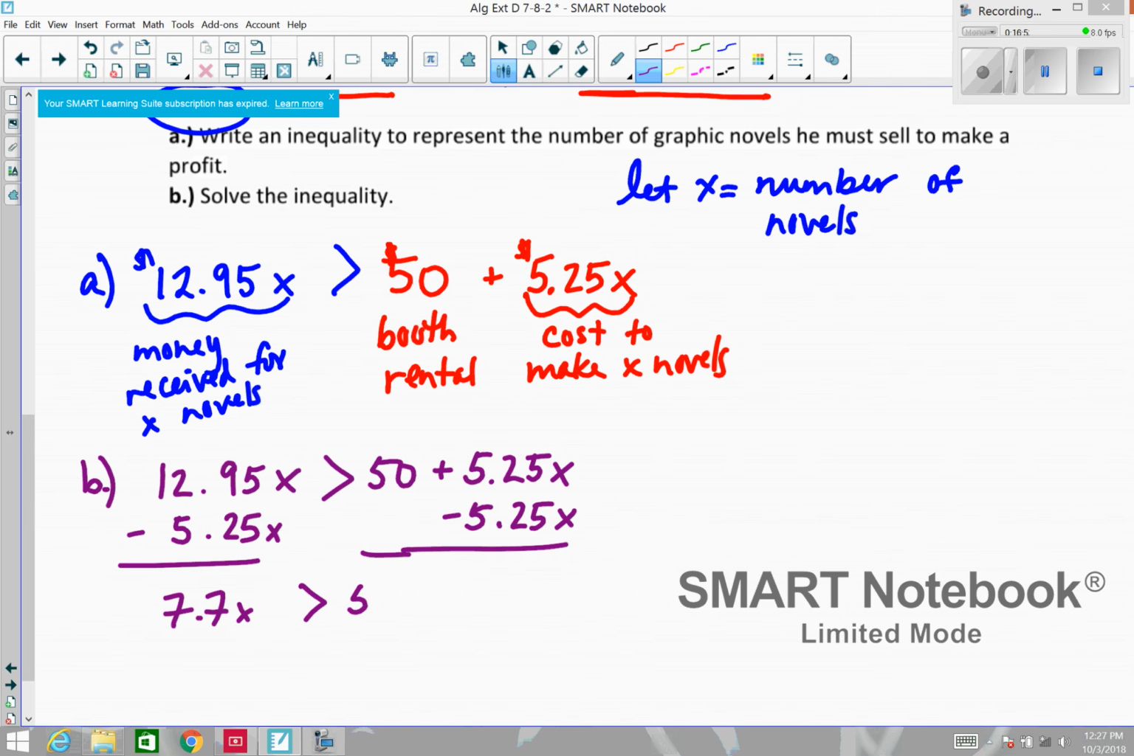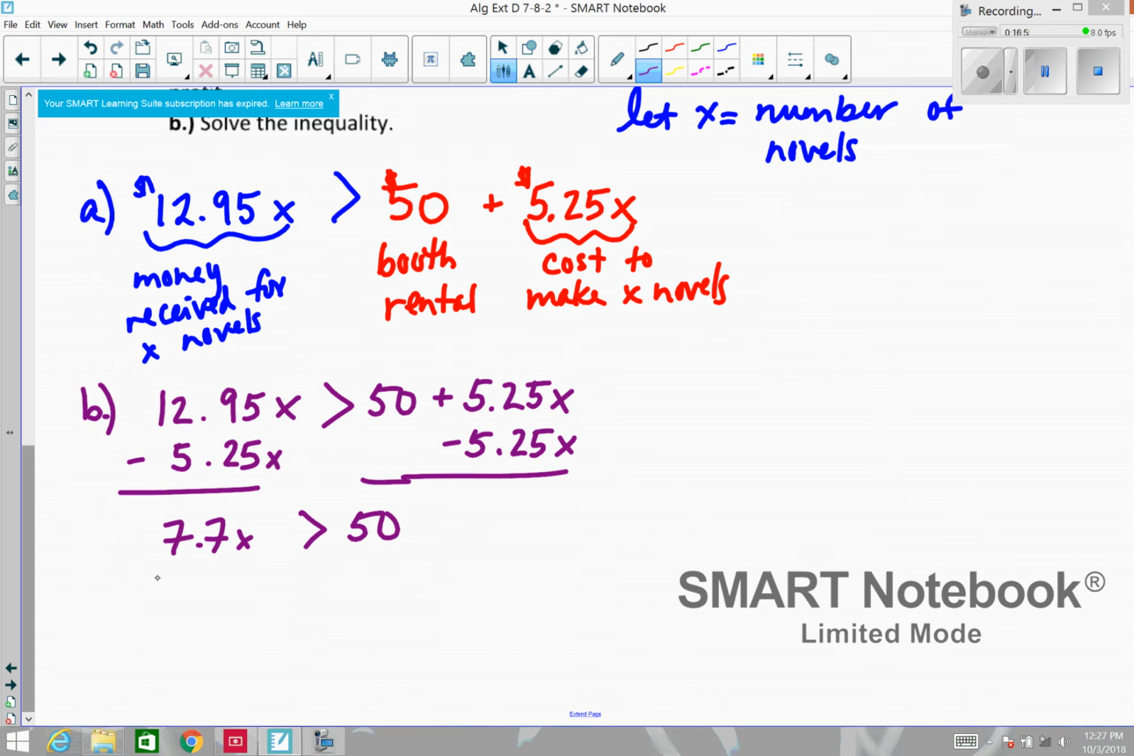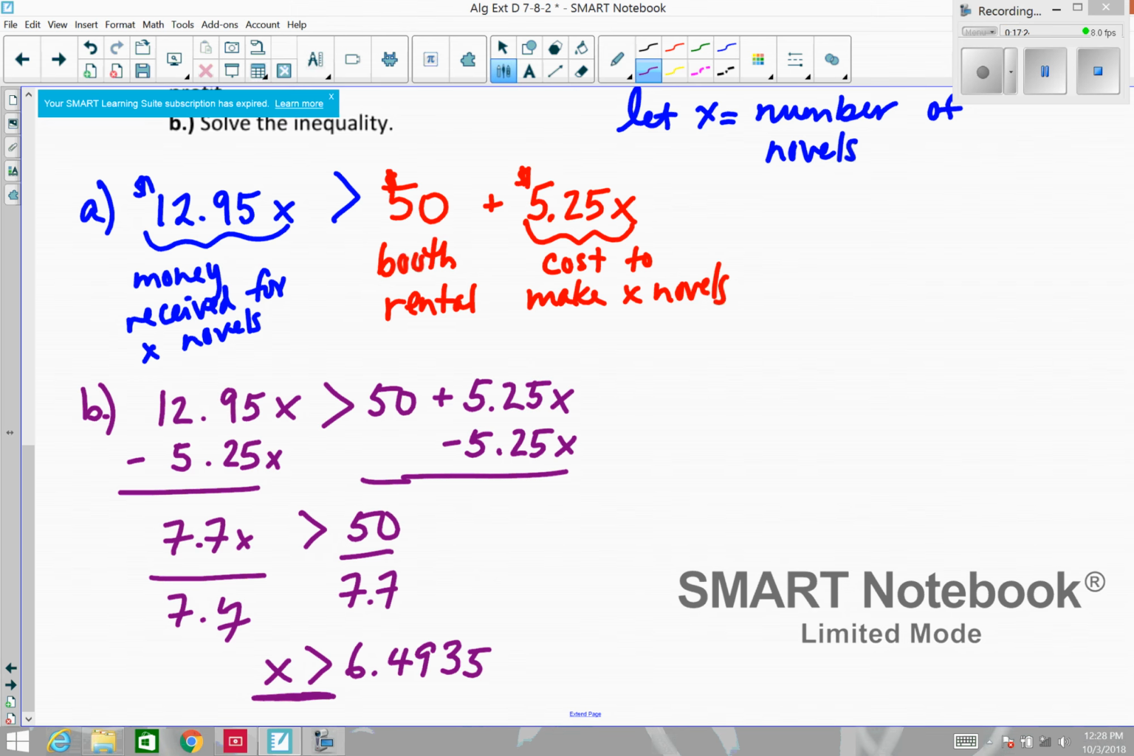greater than 50. We are going to divide by 7.7. Since we are dividing by a positive number, we can keep our inequality sign the same, and we get X is greater than 6.4935. Now, Alexander cannot produce 6.4935 novels. We want our number of novels to be greater than that. So the next number that is greater, that he can make, greater than 6.4 would be 7.